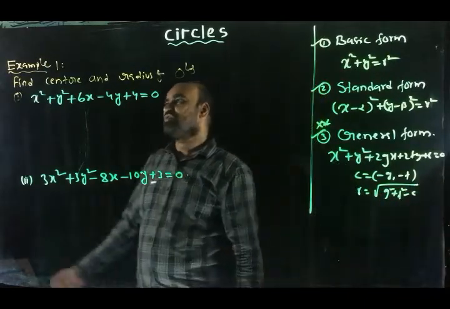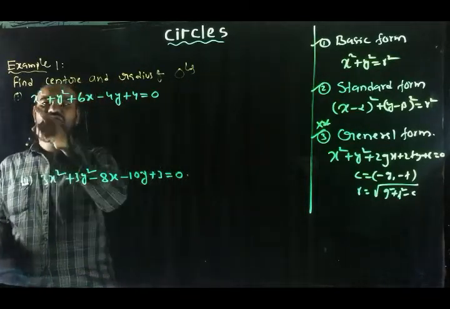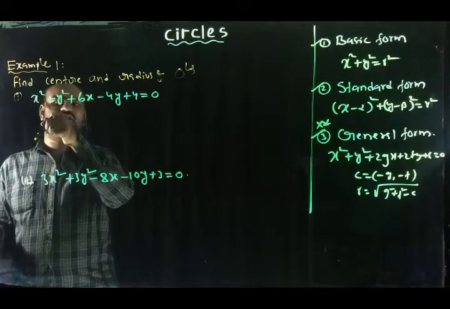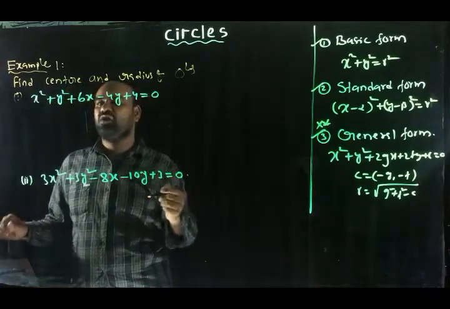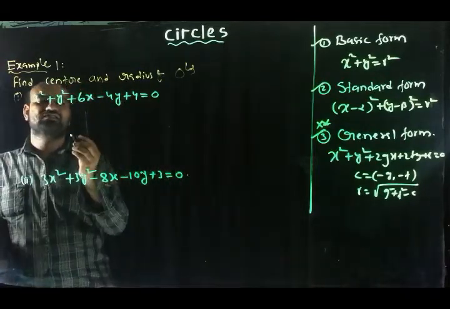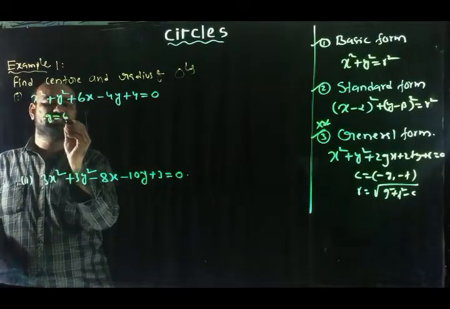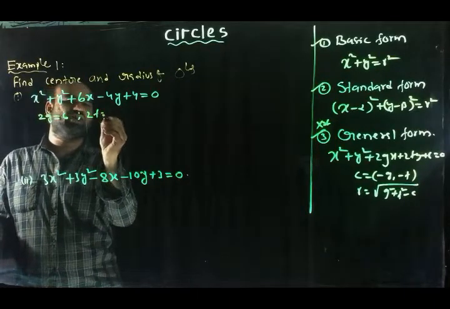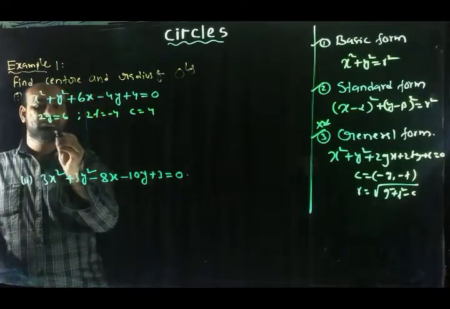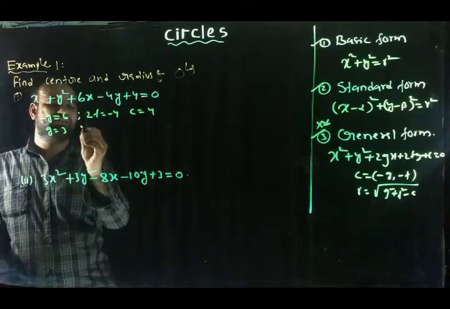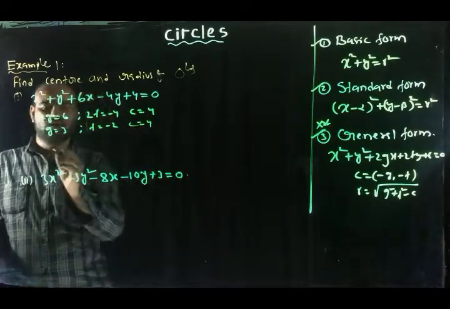Okay. So here is the example problem. Find the center and radius of the following circles. First circle is in general form: x square plus y square plus 2gx plus 2fy plus c equal to 0. Now we need to compare this equation with the general form of the equation. Instead of 2g we have 6, instead of 2f we have minus 4, instead of c we have 4. g equal to 3, f equal to minus 2, c equal to 4.